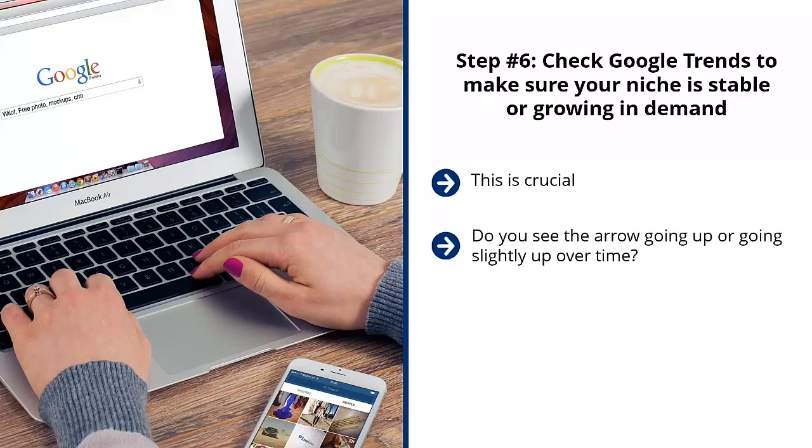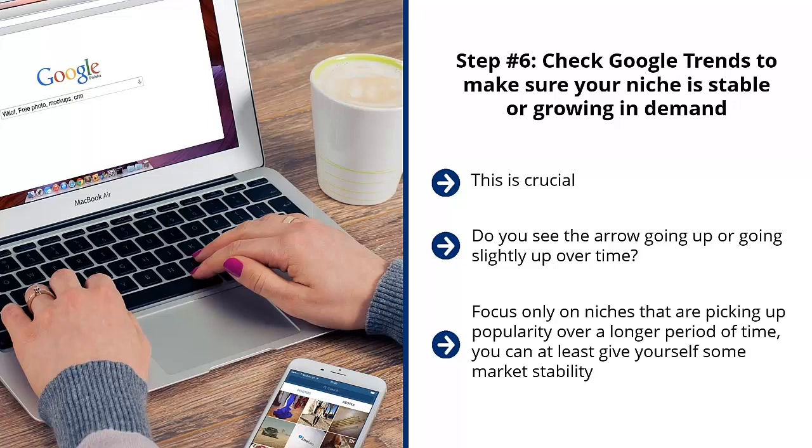Or do you see it flatlining and even dipping downward? If you see a flat line or if you see it decreasing in popularity over time, scratch that niche off your list. Focus only on niches that are picking up popularity over a longer period of time. You can at least give yourself some market stability.